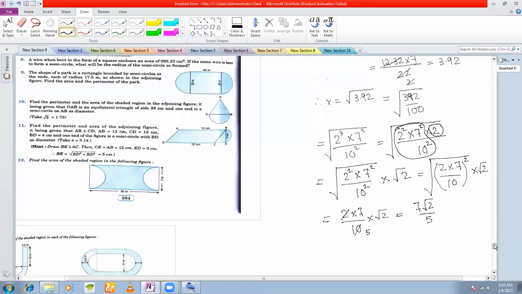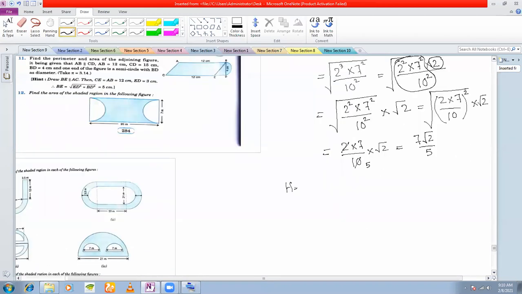Now from here we want to find out the perimeter of the circle. Hence perimeter is equal to 2 pi r, which is 2 into 22 by 7, and the radius we have just found here, in meters, 7 root 2 divided by 5. So this 7 will cancel here. So you get 44 root 2 divided by 5.